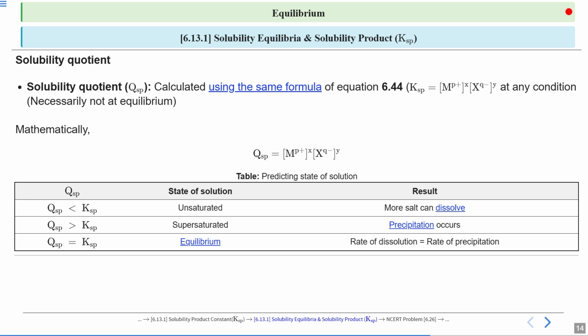Second case, if your QSP is greater, that means you have already dissolved an excess amount of salt in the solution. In that case, we will call your solution supersaturated, and you will see precipitation where your salt is coming out of the solution. Third case, where KSP and QSP are equal, that is the case for equilibrium. In that case, you will see neither precipitation nor dissolution. So the rate of dissolution is equal to the rate of precipitation. So this is the third situation. I hope you are getting my point.